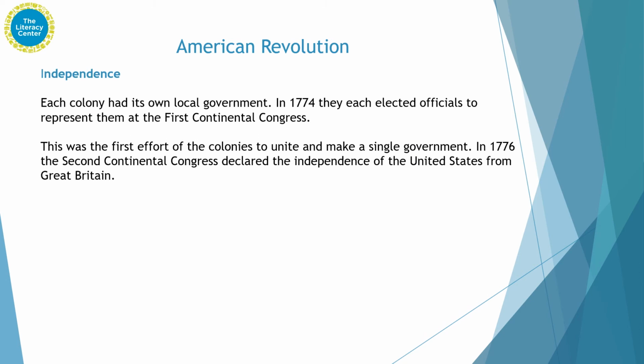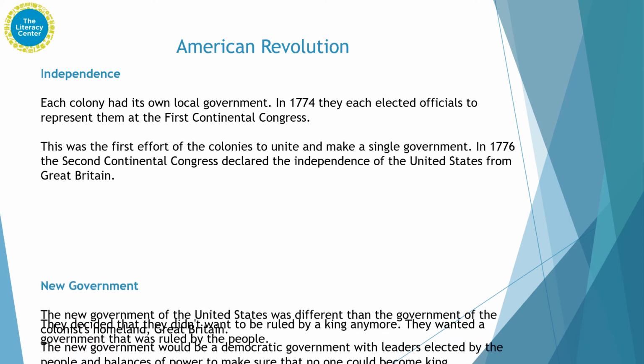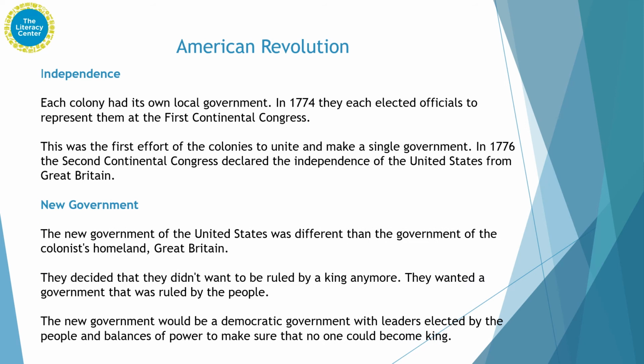After the Revolutionary War was over, we got independence. Each colony had its own local government. In 1774, they each elected officials to represent them as the First Continental Congress. This was the first effort of the colonies to unite and make a single government. In 1776, the Second Continental Congress declared the independence of the United States from Great Britain. And then the new government was formed.